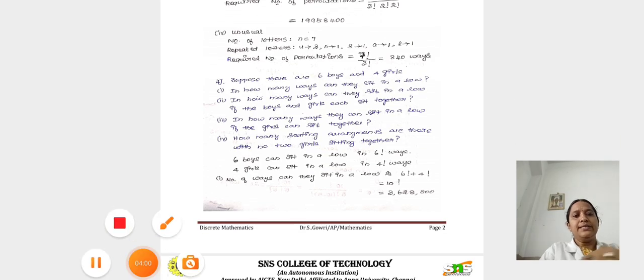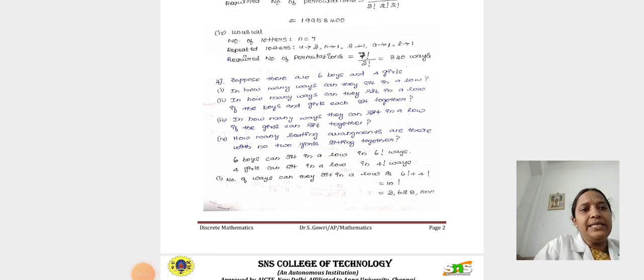Fourth one: suppose there are 6 boys and 4 girls. Totally we have 10 members. First question: in how many ways can they sit in a row? This is obviously given by the answer 10 factorial.